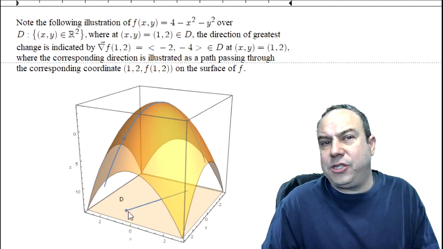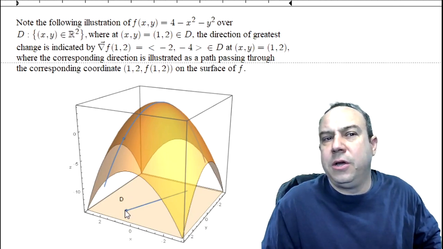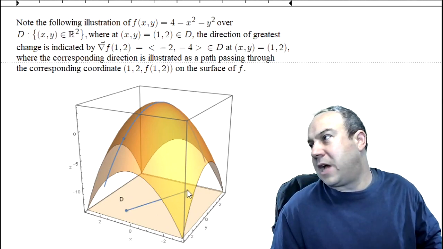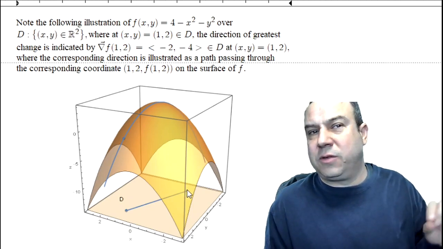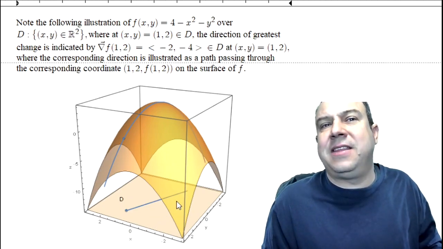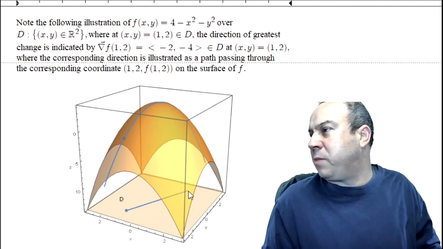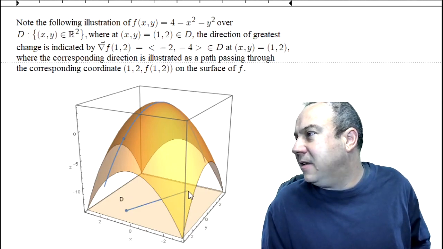At that location in the domain, the direction of greatest change would be down 2 with respect to x, or well, I should say here, in the negative direction 2 units with respect to x, and in the negative direction 4 units with respect to y, pointing at the end of that vector.